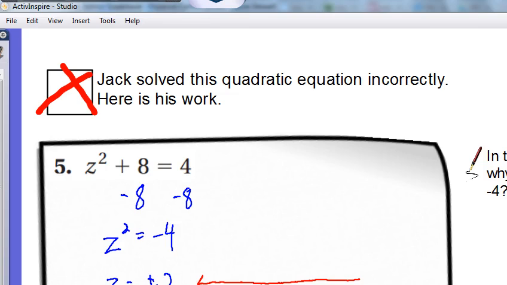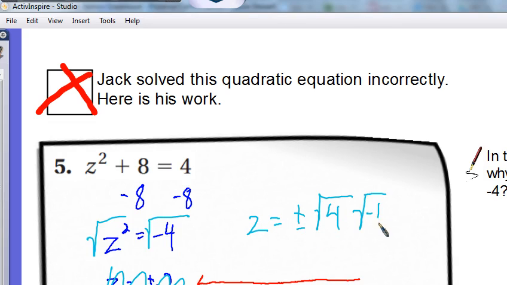That being the case, this being incorrect, if we take the square root of both sides, then z should be plus or minus, what? Square root of 4 times the square root of negative 1. Right. And what's the square root of negative 1? Imaginary. It's i. And what's the square root of 4? Well, I guess we should write that first. 2i.